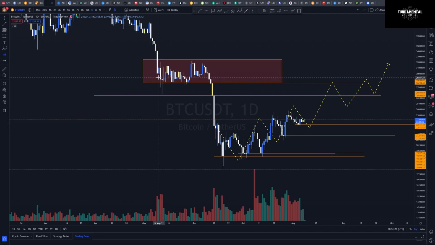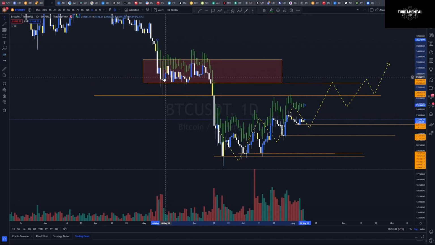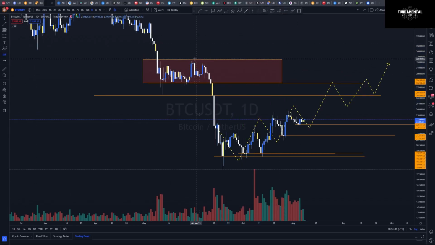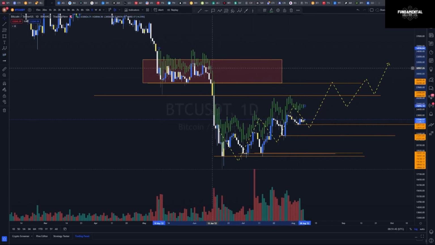So if I were to do a bars pattern, and let's say we go over here. I didn't mean to grab all that. Let's get rid of that. We'll go from here.